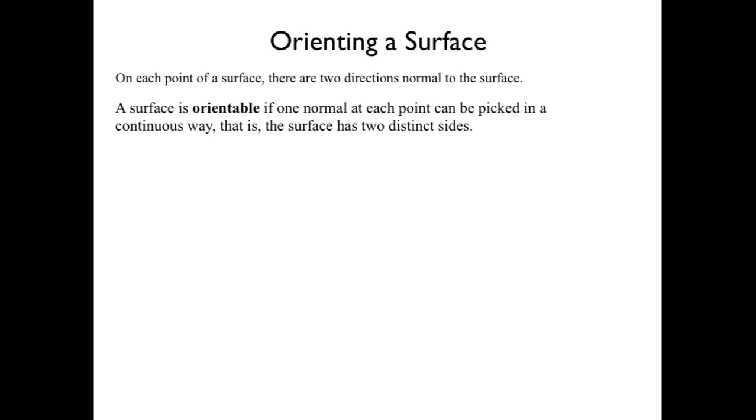So in other words, the surface has two distinct sides. Okay, so if one normal at each point can be picked in a continuous way, that means there's really two sides to the surface. And then we call the direction of the orientation n. So then you choose. You say n is either this way or the opposite way. Make sure your brain is listening ahead of getting all the words written down.